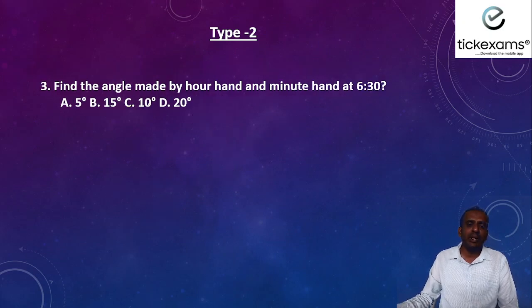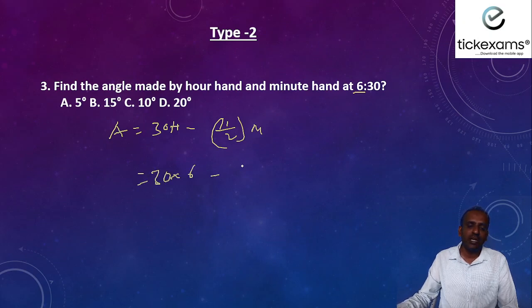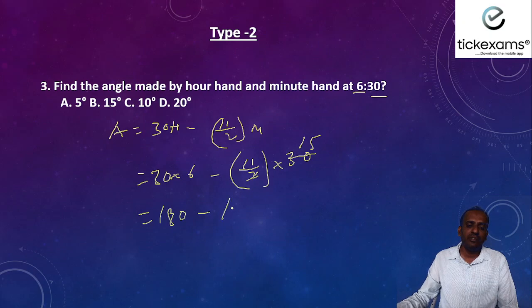Find the angle made by hour hand and minute hand at 6:30. A is equal to, because this is in the second half, 30 h minus 11 by 2 m. So 30 into h, which is 6, minus 11 by 2 into m, which is 30. 2 15s are 30, 30 into 6 is 180, minus 11 into 15, 165. So it will be 15 degrees. Option B is the right answer.